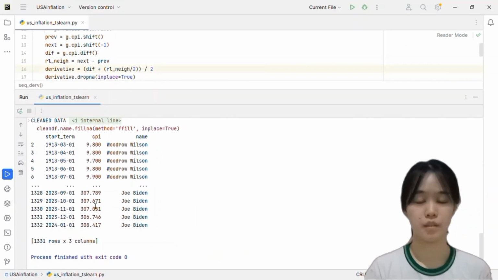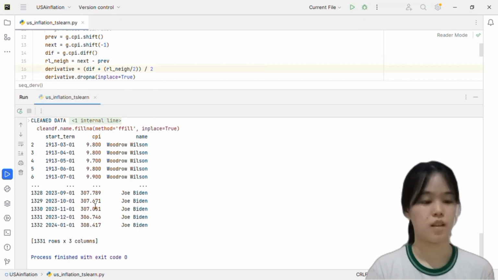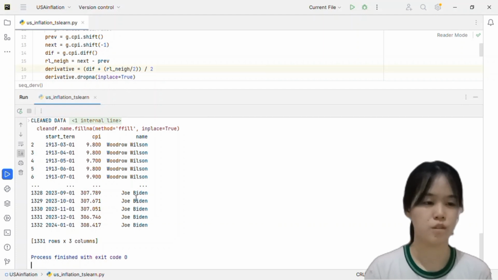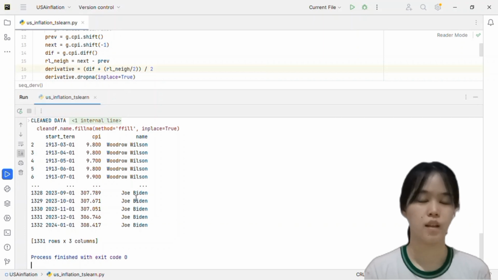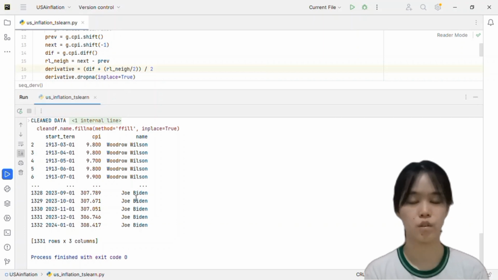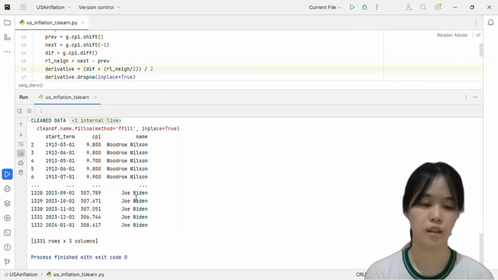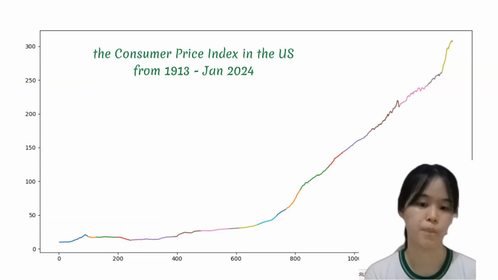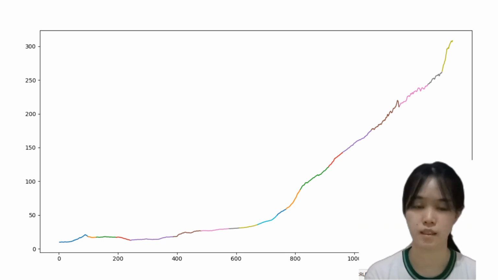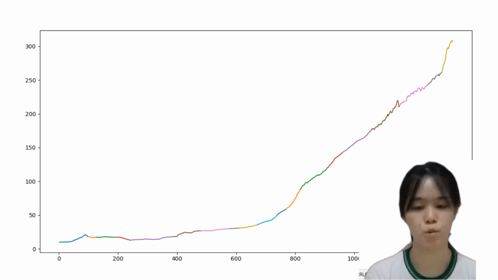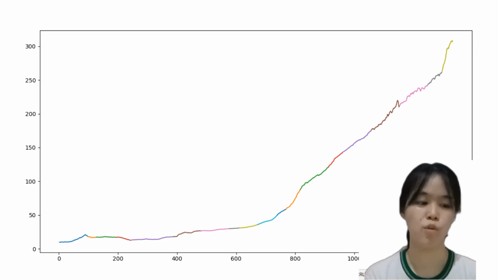I'm going to elaborate my reasons in the video after next. But I'm going to give you a brief introduction or sort of sneak peek to that. To answer that question, why I calculate the derivative, I'll show you first the raw series, the graph of the raw CPI. So as you can see, this series has been segmented into 19 unequal parts because we have 19 presidents over the span of more than 100 years.